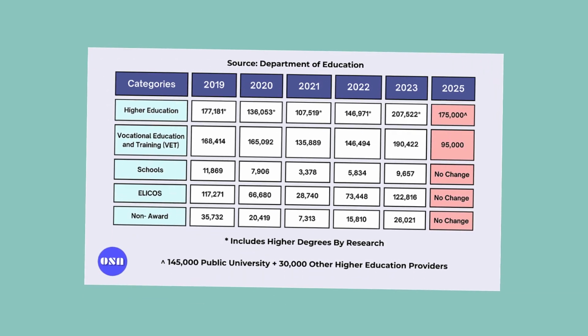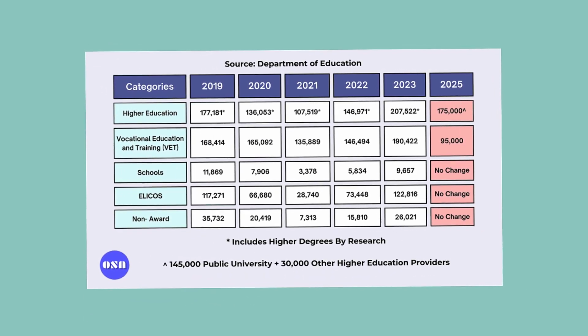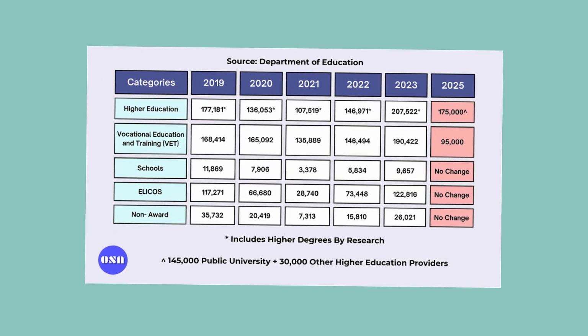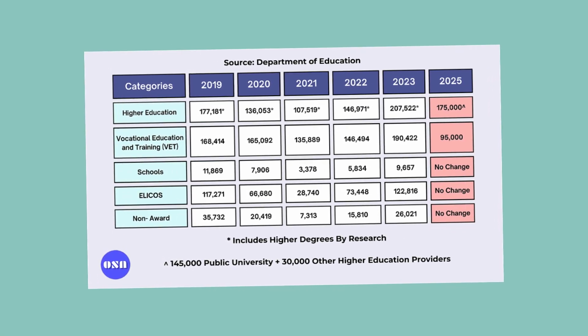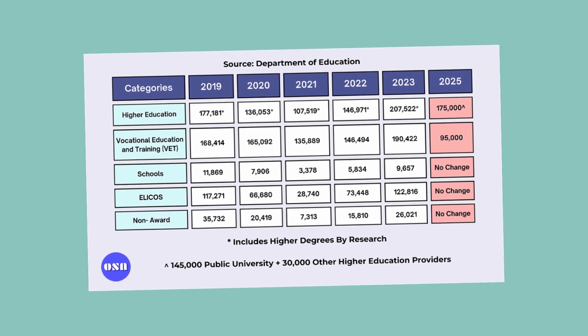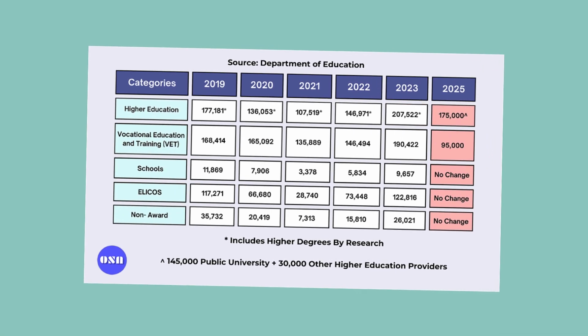Just keep in mind that these higher education numbers do include higher degree by research students, who are specifically exempt from this cap. And in terms of vocational education, in 2019, 168,414 new commencements were there. Comparatively, in 2019, the higher education seems quite close to what they have got allocated for the year 2025.